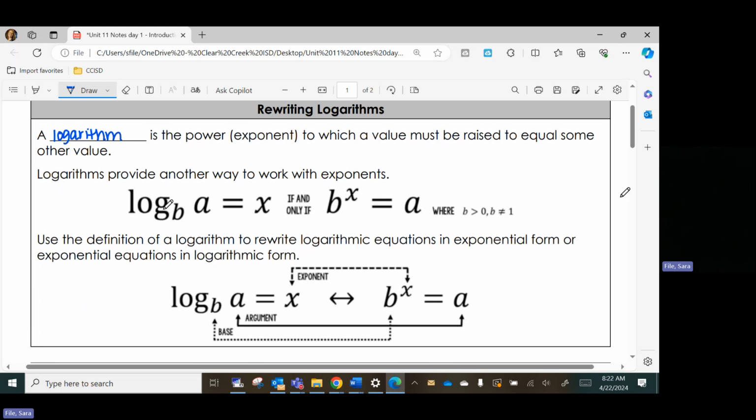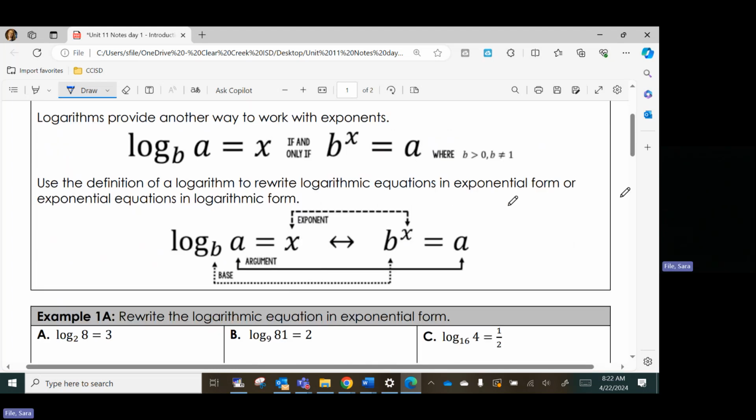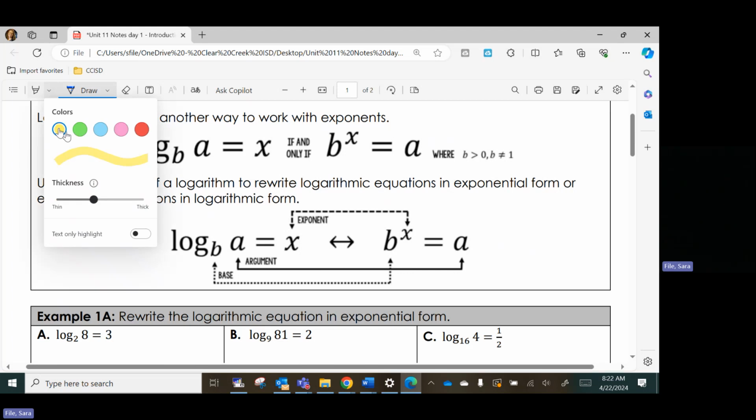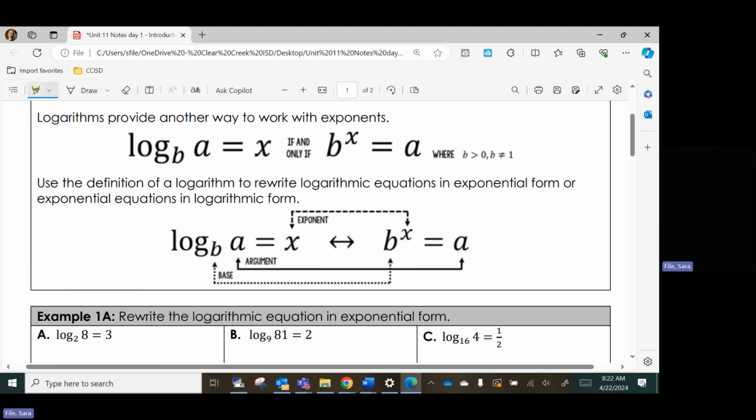Now, we call it log for short instead of saying logarithm every time. The log has a base value as well. So we call that the b. So log base b of something equals x. These arrows show it for you. I'm going to highlight and color code. You can convert back and forth between log form and exponential form, or not really convert, but rewrite.